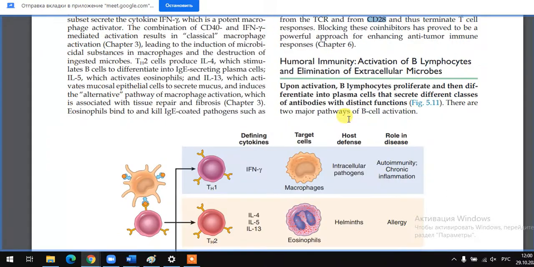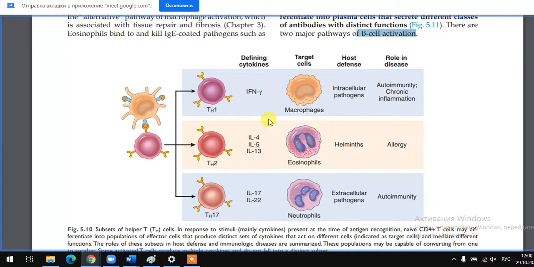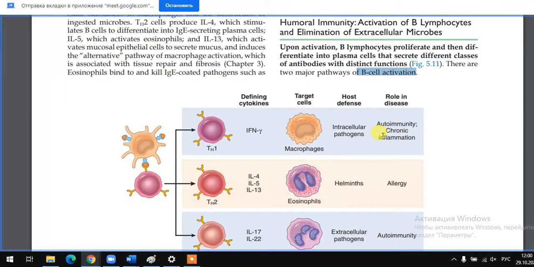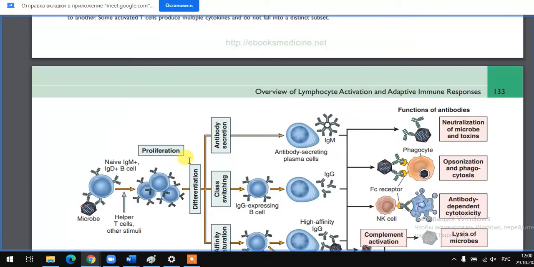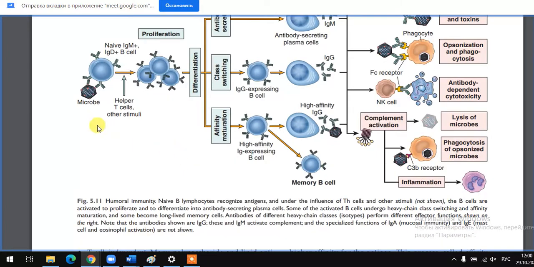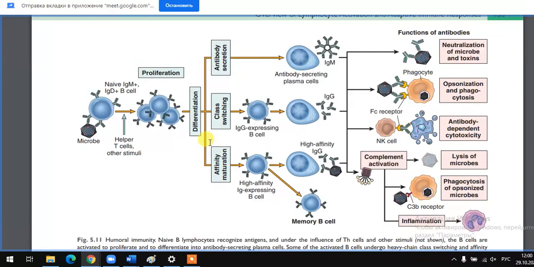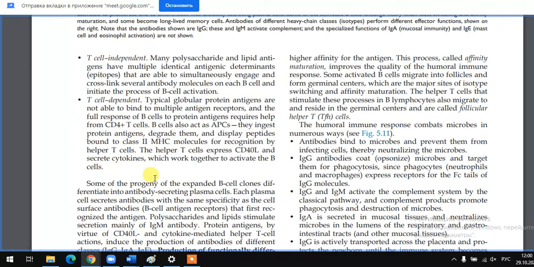Okay, let's talk about humoral immunity, activation of B lymphocytes, and elimination of extracellular microbes. Upon activation, B lymphocytes proliferate and then differentiate into plasma cells that secrete different classes of antibodies with distinct functions. There are two major pathways of B cell activation. You remember B lymphocytes are responsible for synthesis of immunoglobulins. So let's talk about these two. Here it's shown class switching, affinity maturation. Let's discuss it. We have two types: T cell independent and T cell dependent.